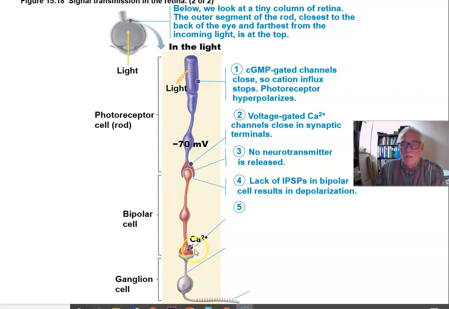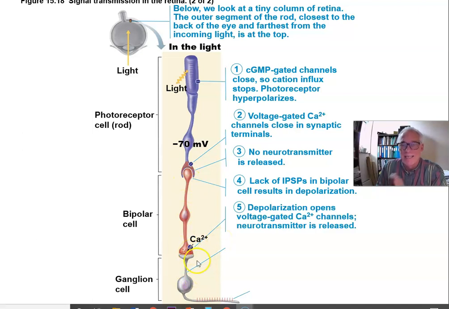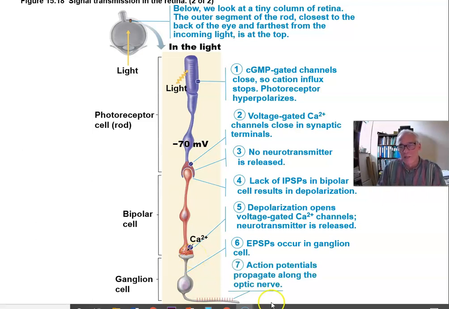And now we're going to learn something unique about the bipolar neurons. If they're not being actively inhibited, they spontaneously depolarize. So if we're no longer blocking these bipolar neurons, their calcium channels open up and they release neurotransmitter, excitatory neurotransmitter, onto the ganglion cells, and the ganglion cells start to produce action potentials. So that's the story. That's the whole mechanism of signal transduction in the retina put together.